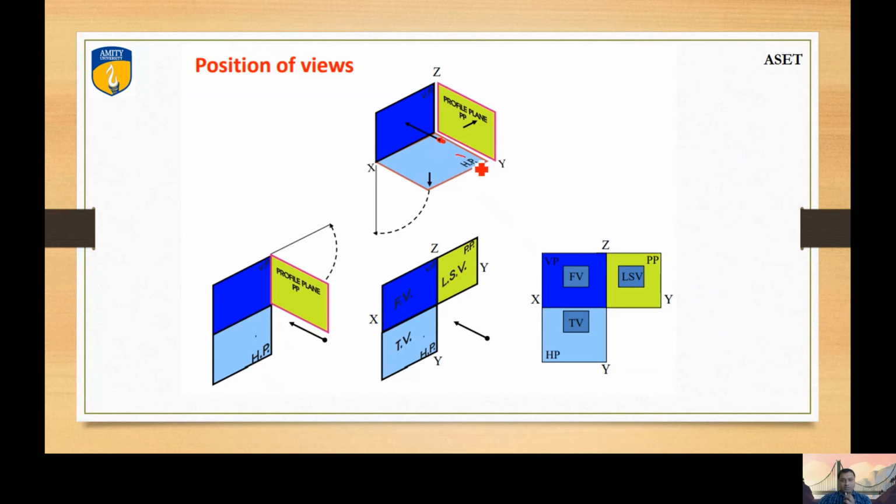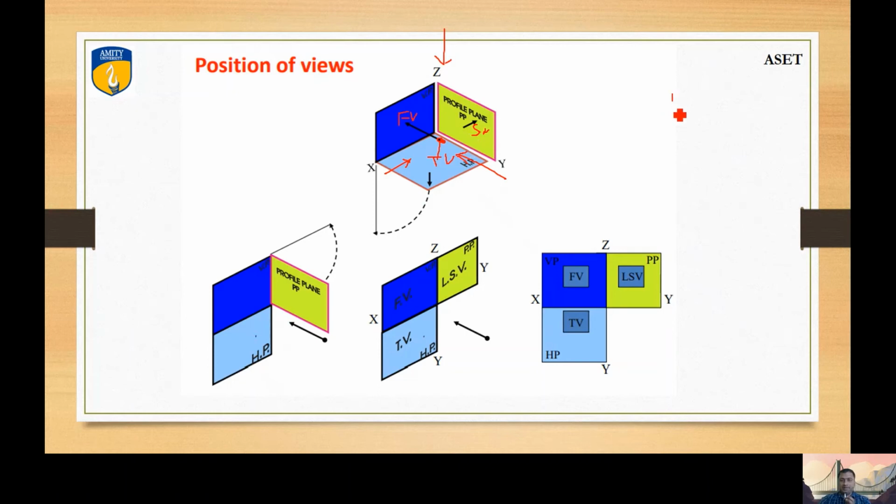When the observer is seeing from here, where will be my front view? Front view will be on the VP, right? That we have already seen, the front view is lying on the VP. When you see from the top, where will be my top view? My top view will be on the HP. When you see from the side, where will be my side view? Side view will be on the PP. This is my side view. See, the front view is on VP, that is confirmed. Already we have seen that. Top view is in HP, that we have also seen, and the side view will be on the profile plane.